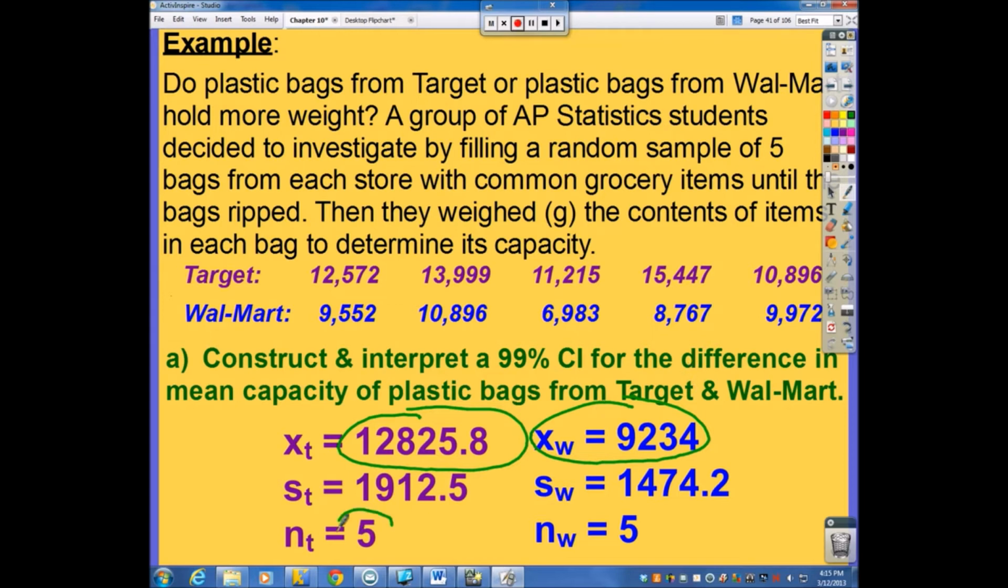That's true, but we are also dealing with a relatively small sample size of just 5 each. So maybe that 3,500 difference just happens to be a fluke with these 5 bags each. We don't really know.